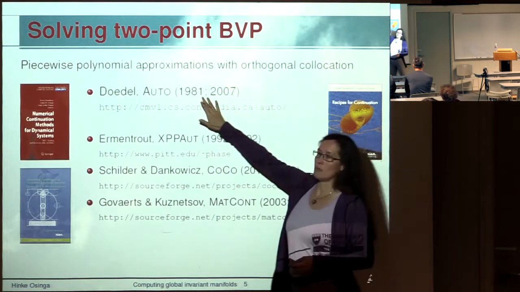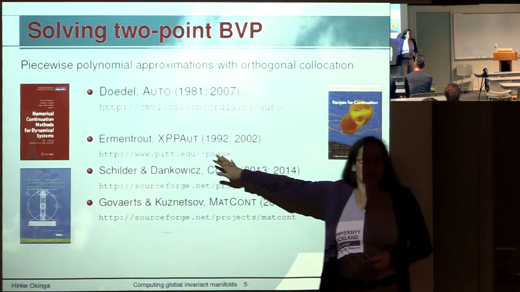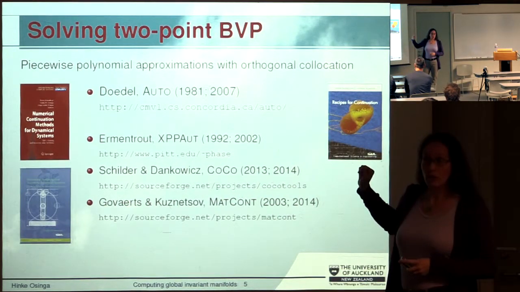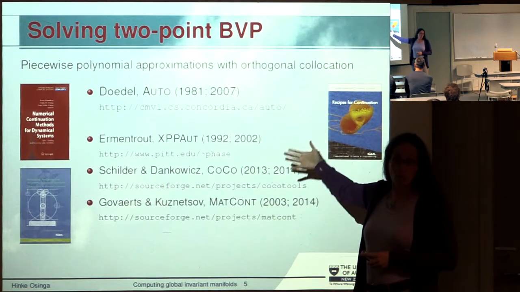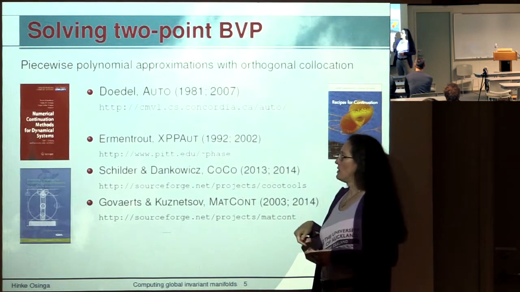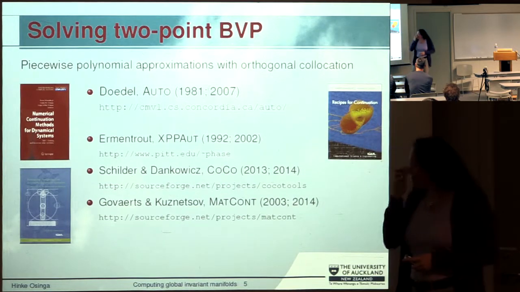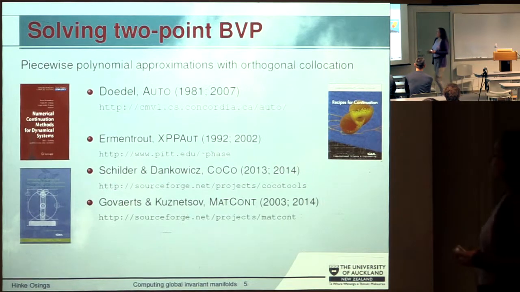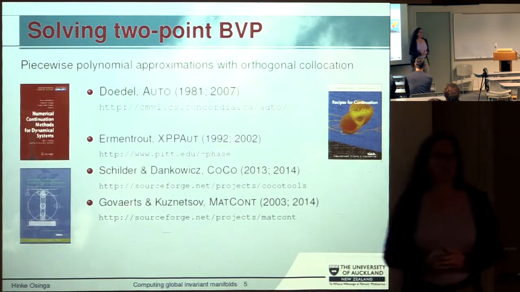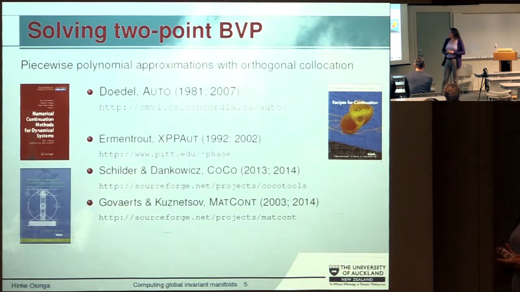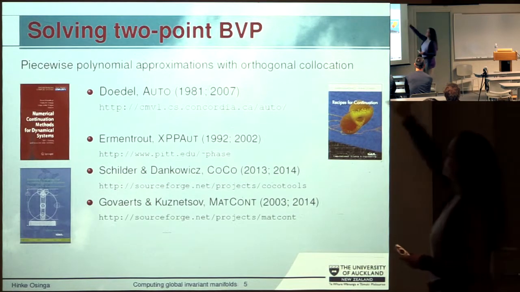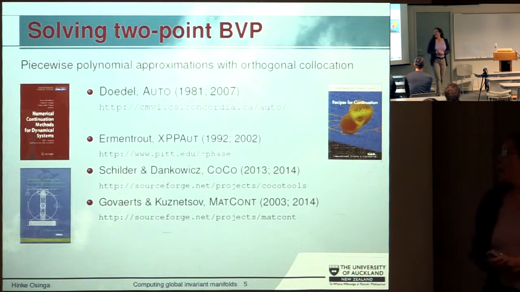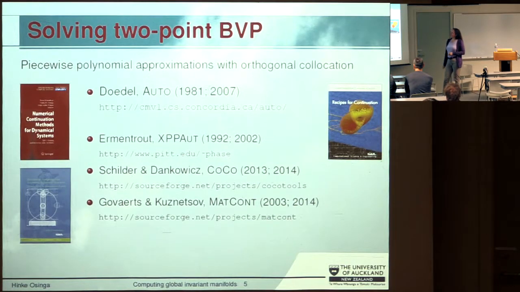Now, Auto, as some of you may know, is also in some sense part of the XPP software by Bard Ermentrout, and you can set up these boundary value problems in XPP as well, so you could use that code instead. There is relatively recent software called Coco that's developed by Frank Schilder and Harry Dankowicz. That runs on MATLAB, as does MatCont. MatCont has very much focused on discrete time dynamical systems, but the ideas of finding two-point boundary value problems are possible in the context of all these packages. So again, all the things that I show here are done in Auto.